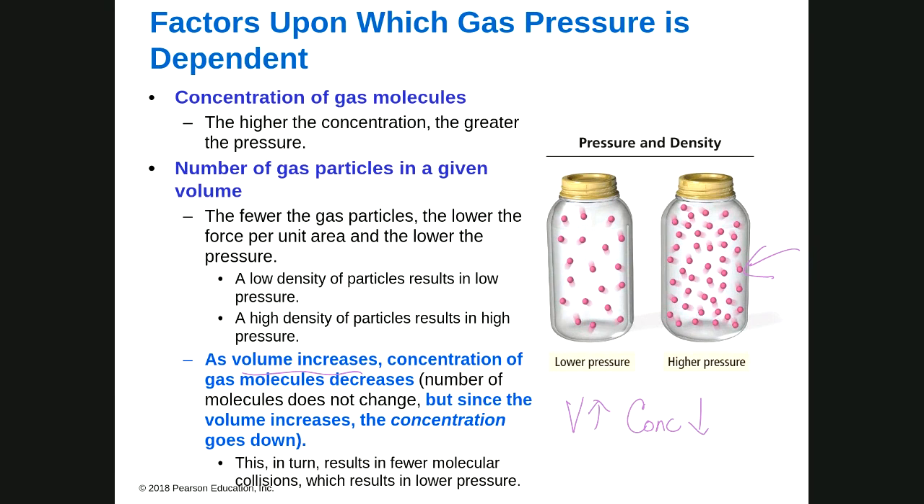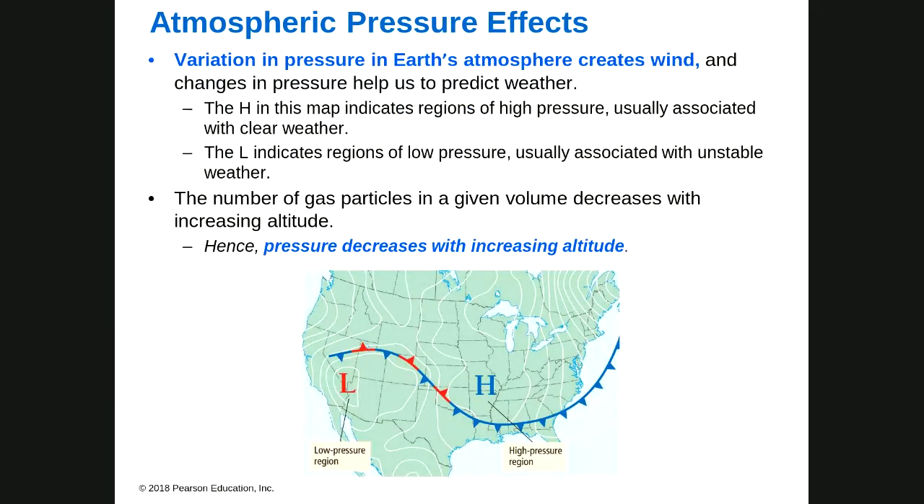So that would also decrease the pressure, because you decrease the concentration. You have fewer particles per unit area, so they're going to have a lower pressure. I couldn't really talk about pressure in general without talking about atmospheric pressure effects. This is what creates the wind, these pressure changes. And these pressure changes give us a clue as to what's about to happen to the weather.